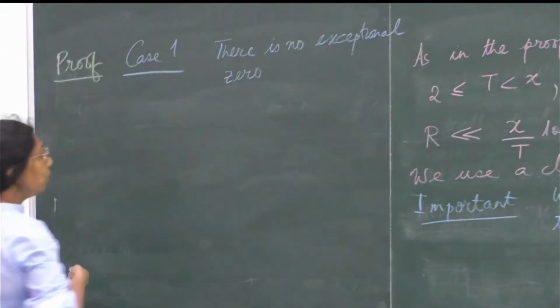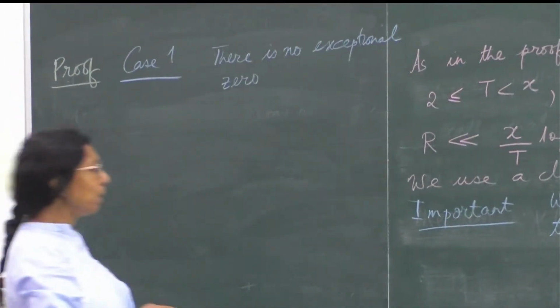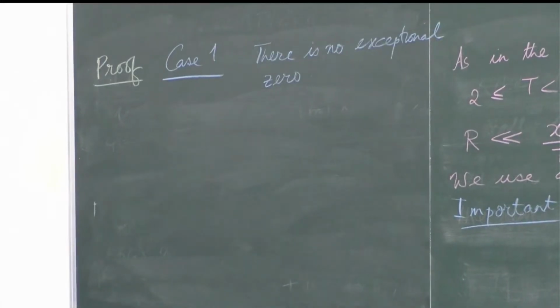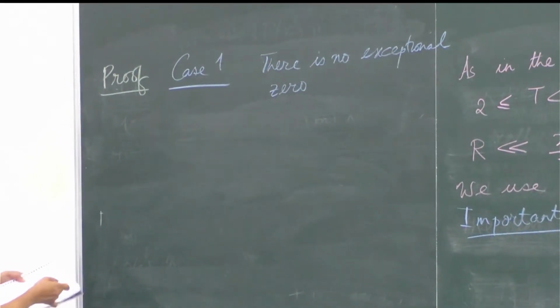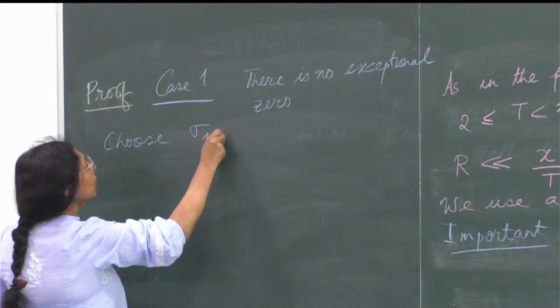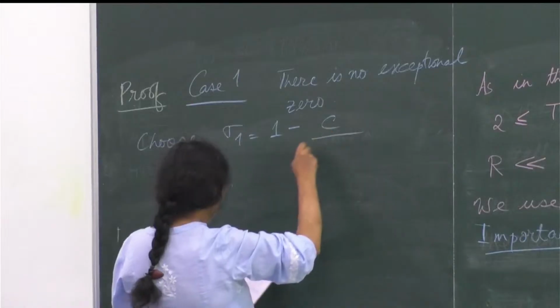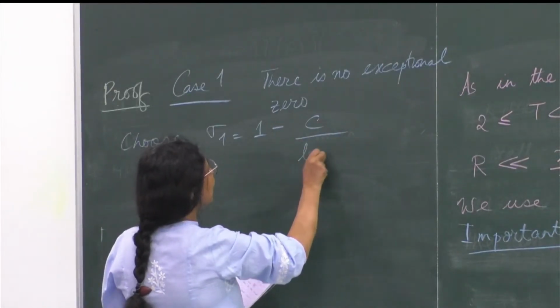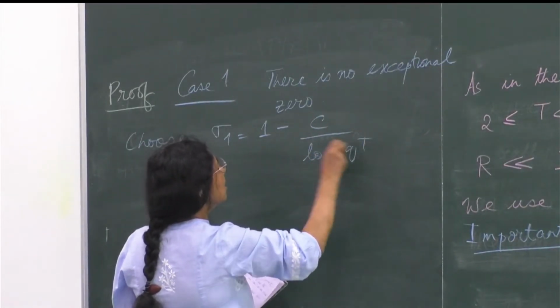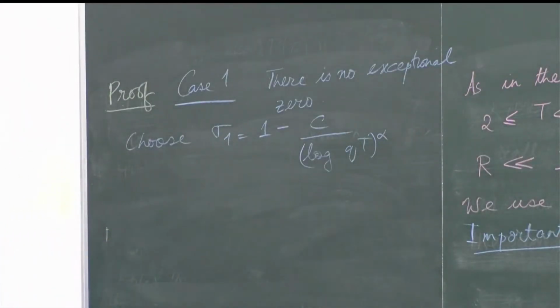Now, what did I tell you? I told you that we will choose sigma 1. So let me choose sigma 1 to be equal to 1 minus C upon log qt to the power some alpha. Where C is a constant.